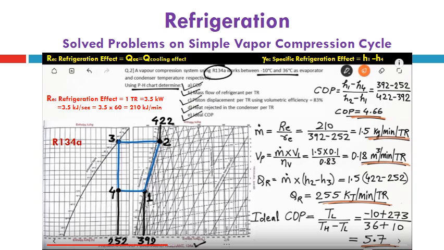Ideal COP can also be estimated using the temperature in Kelvin of T low divided by the temperature difference between T high and T low, equal to minus 10 plus 273 divided by 36 minus minus 10, which will be plus 10, giving the COP equal to 5.7, which is higher than the COP of the previous cycle, which had been 5.16.